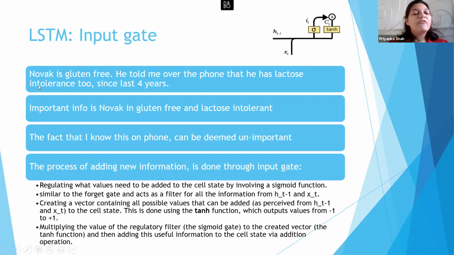Okay, so when I say that, just look at this sentence. Novak is gluten free. He told me over the phone that he has lactose intolerance too since the last 4 years, right? So important information is gluten free, yes. That he is lactose intolerant, yes. But the fact that he told me over the phone is unimportant, right? So I will add new information. This is information which I remember, that he is gluten free. I add new information that he is lactose intolerant, but the information that he communicated this fact to me over the phone and so on could be overlooked. It could be forgotten. So this is what the input gate does.